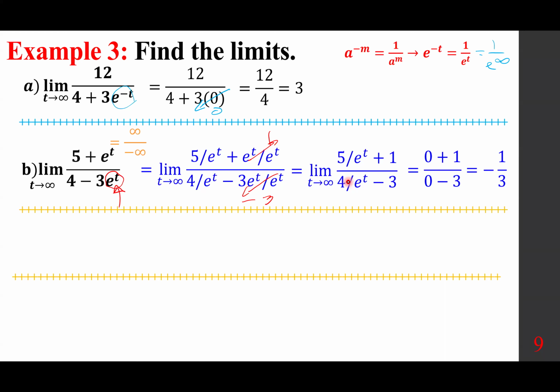So again, I emphasize, for a case like this, you have to divide by the highest value in the denominator, namely e to the power of t. And what about this one? If you plug in infinity, you get infinity squared, which is infinity minus infinity. So again, an indeterminate form.